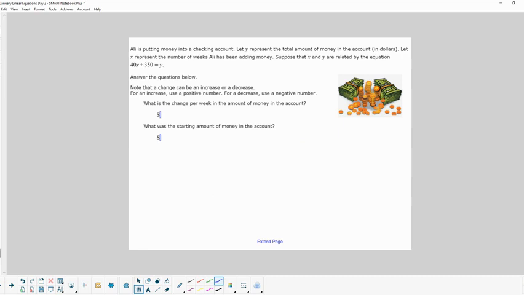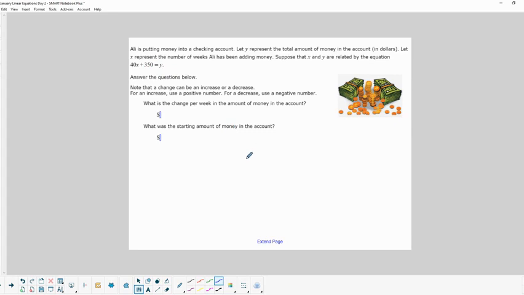Okay, so one more word problem. Allie is putting money into a checking account. Y represents the total amount of money in the account in dollars, and X represents the total number of weeks Allie has been adding money. Suppose that X and Y are related by the equation 4X plus 350 equals Y. So this is a slope-intercept equation. They've just kind of written it backwards.